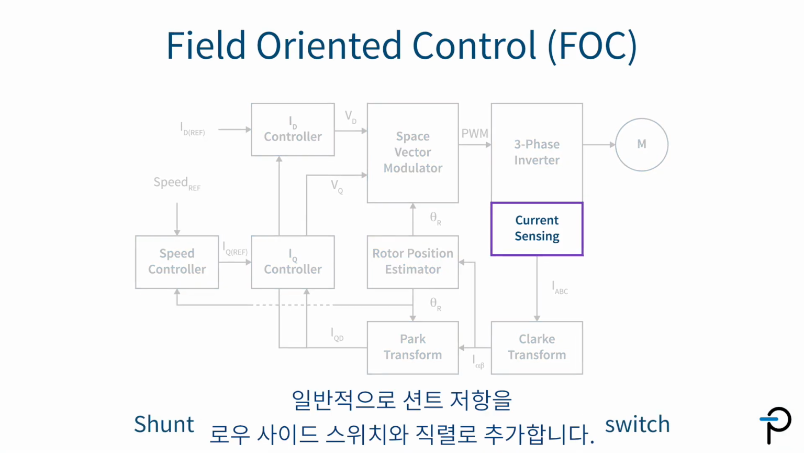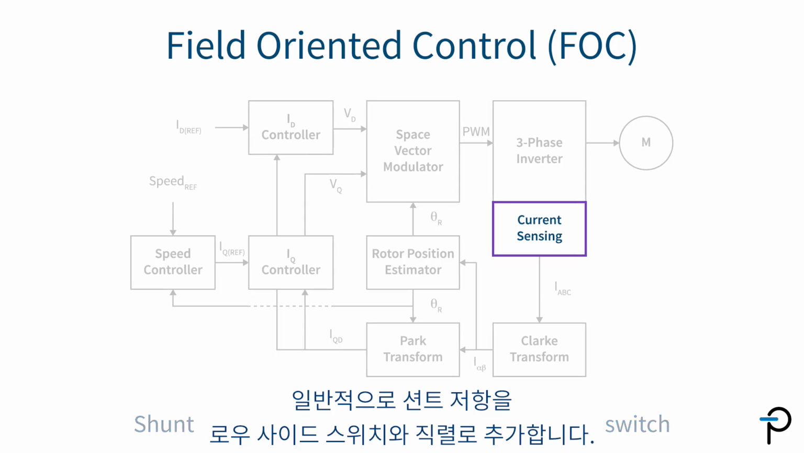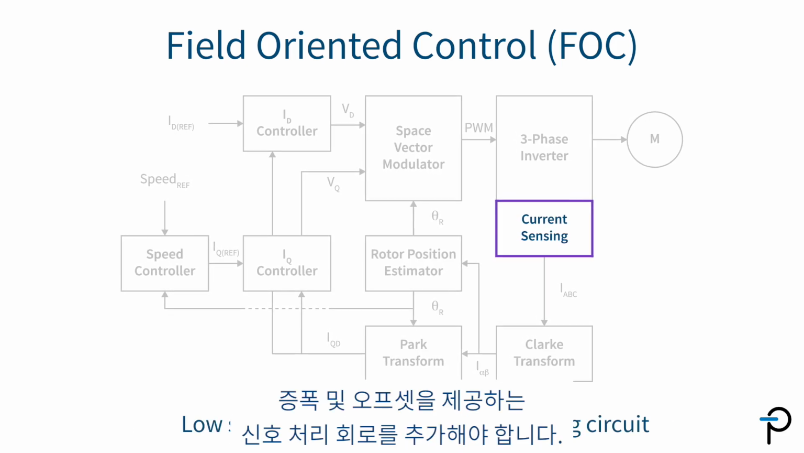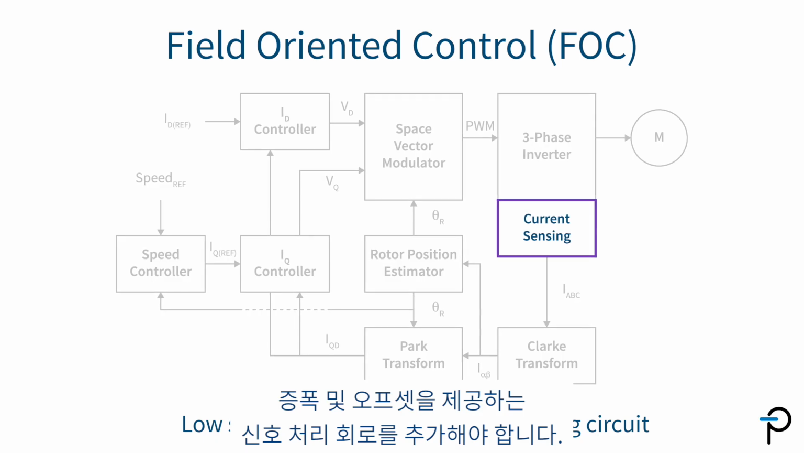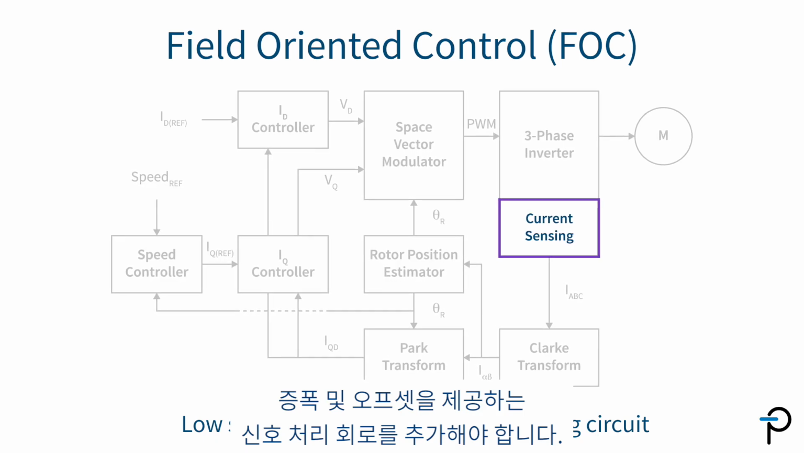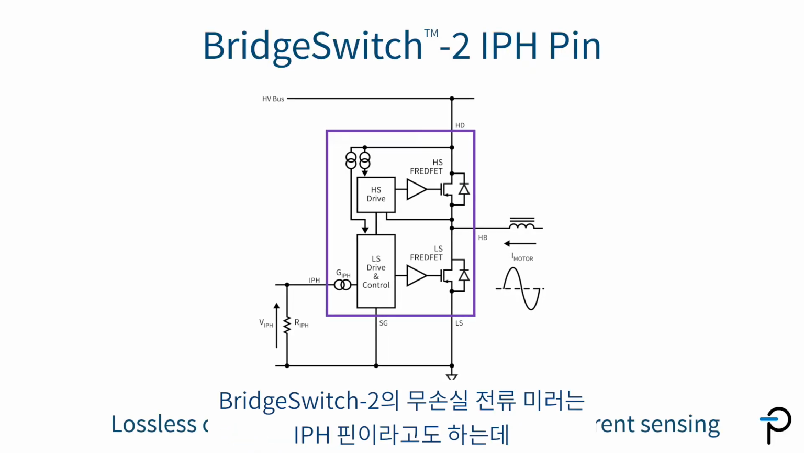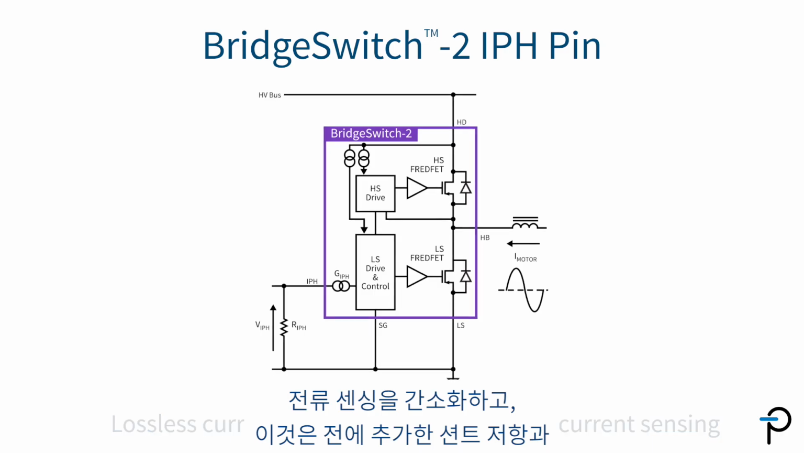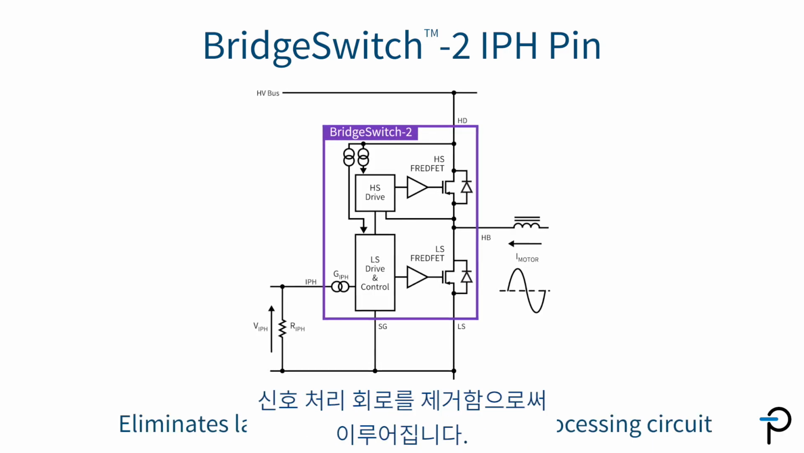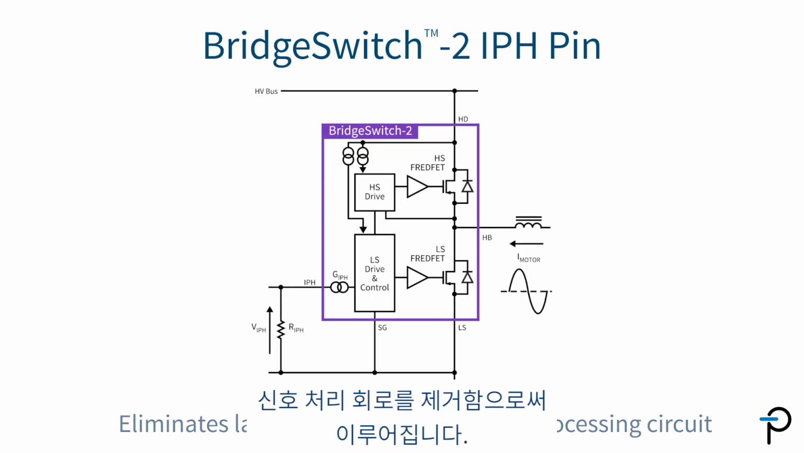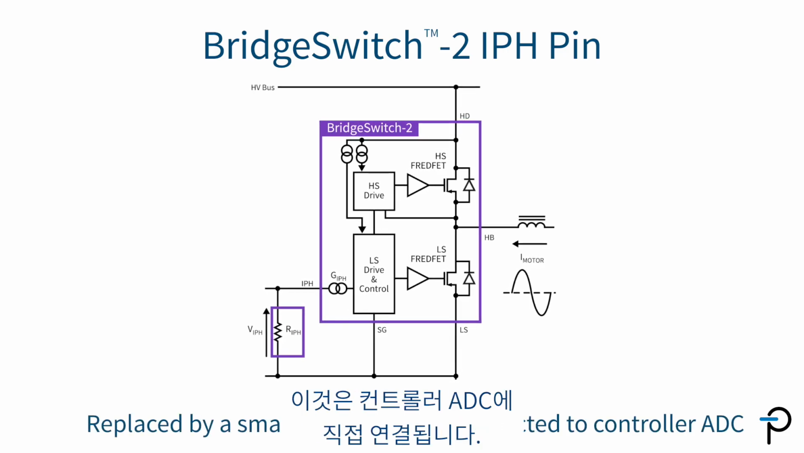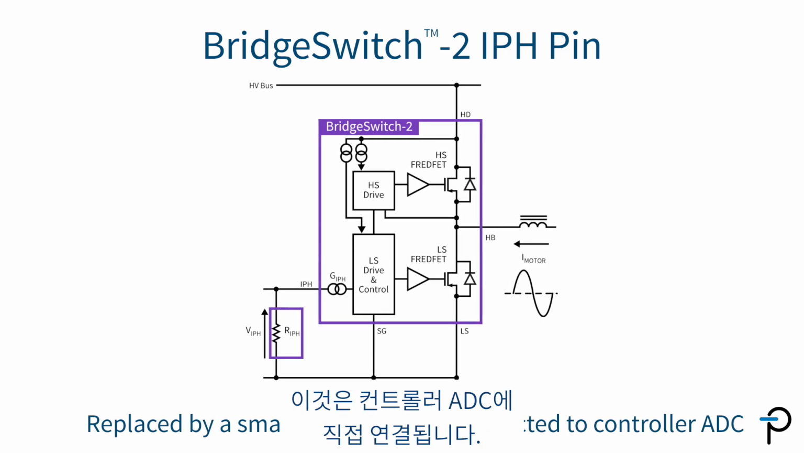Normally, you add a shunt resistor in series with the low side switch. However, this signal will be very small, so you would need to add a signal processing circuit that will provide amplification and offset. Now here's the exciting part. Bridge 2's lossless current mirror, also known as the IPH pin, simplifies the current sensing by eliminating the shunt resistor and the signal processing circuit that you added earlier. These are then replaced by a small signal resistor, which is connected directly into your controller's ADC.